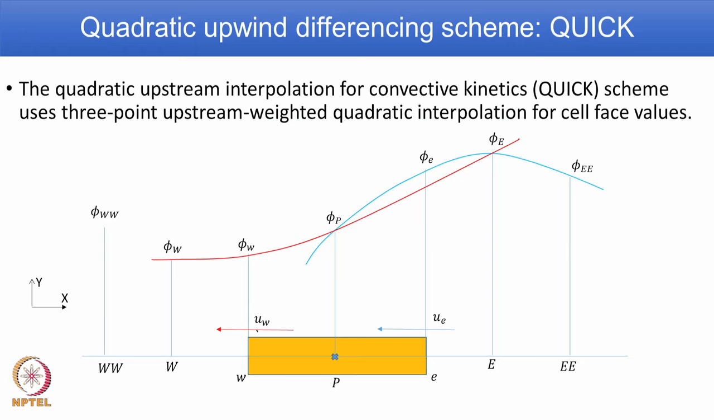Just to recapitulate, here is an illustration for the QUICK scheme, and we already learned that in the QUICK scheme you have a quadratic fit through 3 points. 2 points are on either side of the node of interest and one additional point in the direction of the flow.